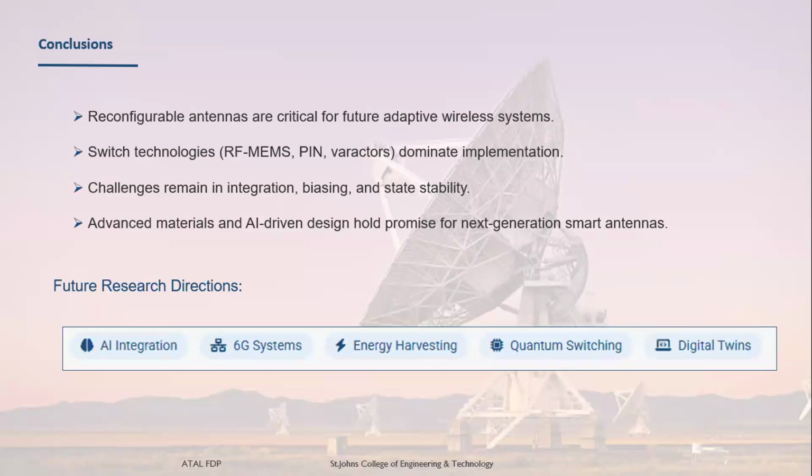But future research is how do you integrate AI into the antennas? How do you integrate these controlled antennas into 6G systems, energy harvesting, quantum switching, and digital things? These are the future research directions as far as the controlled antennas are concerned.